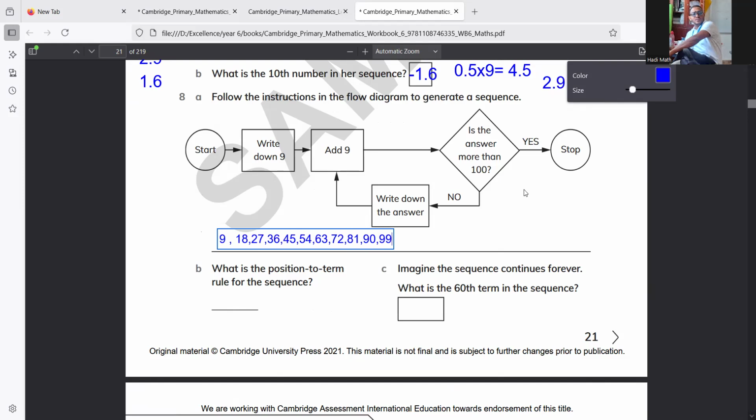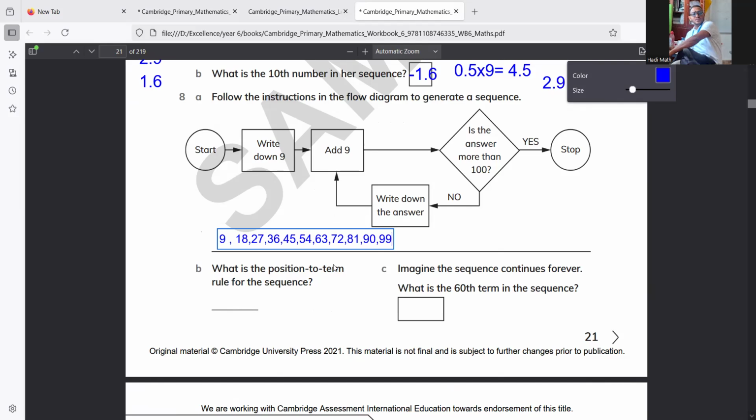I have some students who write 108. No, 108 is more than 100. You say yes, they ask you to stop. Nobody asks you to write down the answer. If you said no, then you say what? Write down the answer. But when you say yes, you don't write down the answer. You just stop. So please remember how to do this correctly.